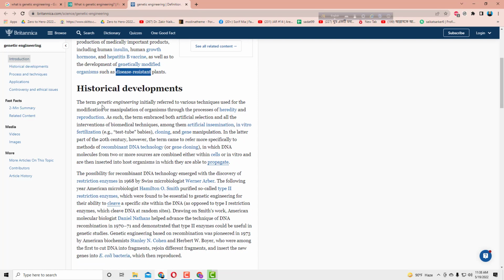Historical development. The term genetic engineering initially referred to modification or manipulation of organisms through the process of reproduction as well as fertilization.